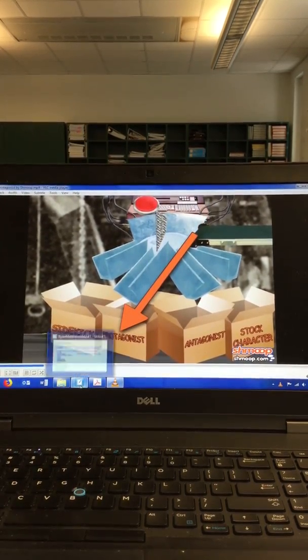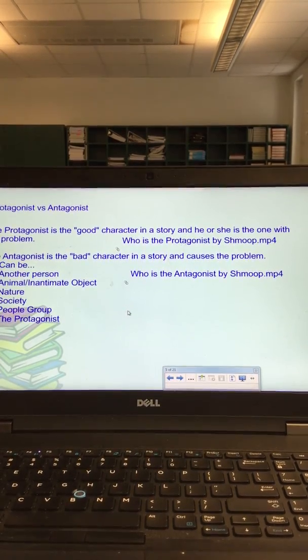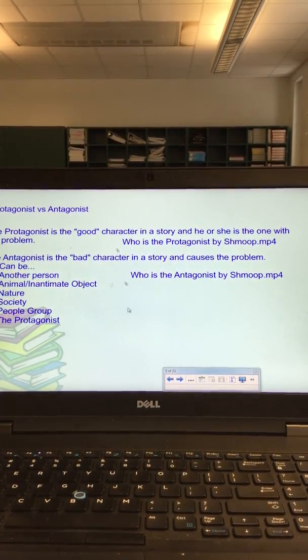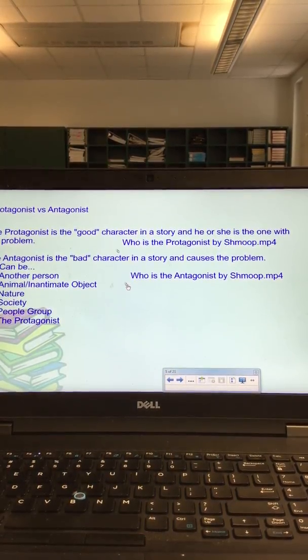Okay, so students would view that and then discuss things they noticed or things that stood out about the discussion of protagonist. And then, of course, the next one is who is the antagonist.